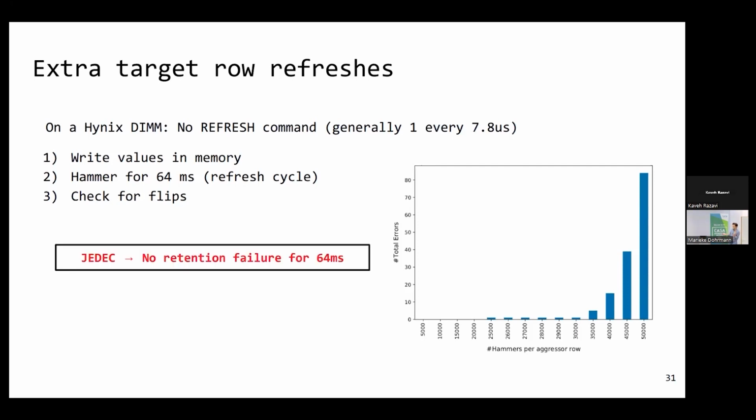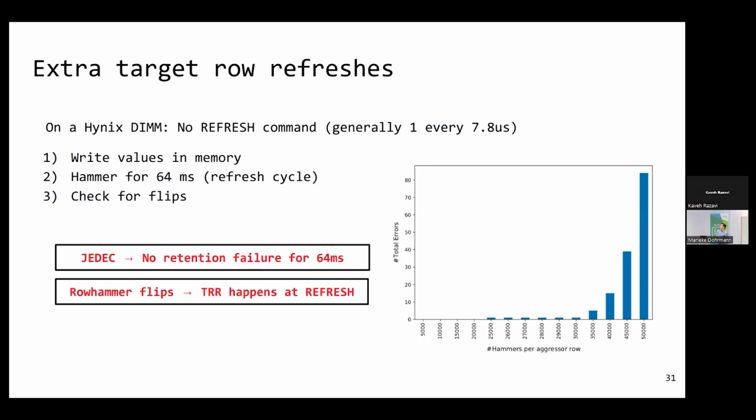First of all, JEDEC, if you look at the standard, says that if you write a piece of data to DRAM, you should have retention for 64 milliseconds. So data should not get corrupted in 64 milliseconds. Which would mean that these corruptions that we are seeing here are not retention failures, because this experiment runs in 64 milliseconds. So if they're not retention failures, what are they? They are Rowhammer failures. So these are Rowhammer flips.